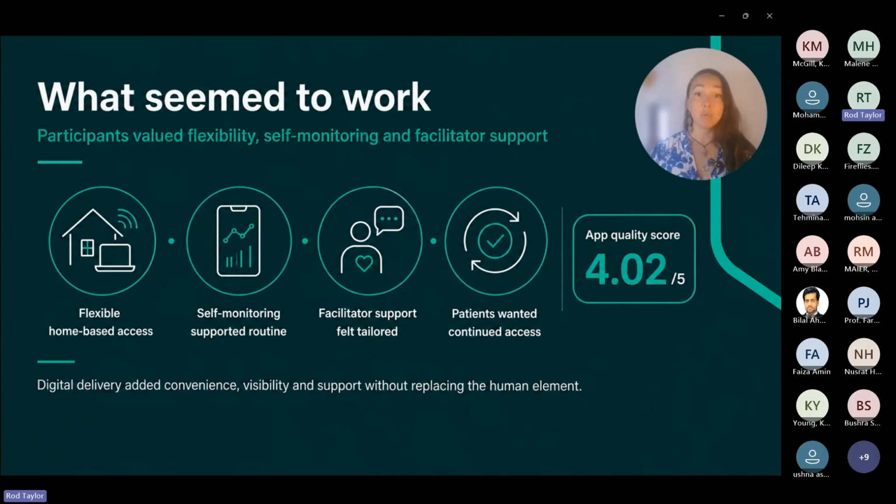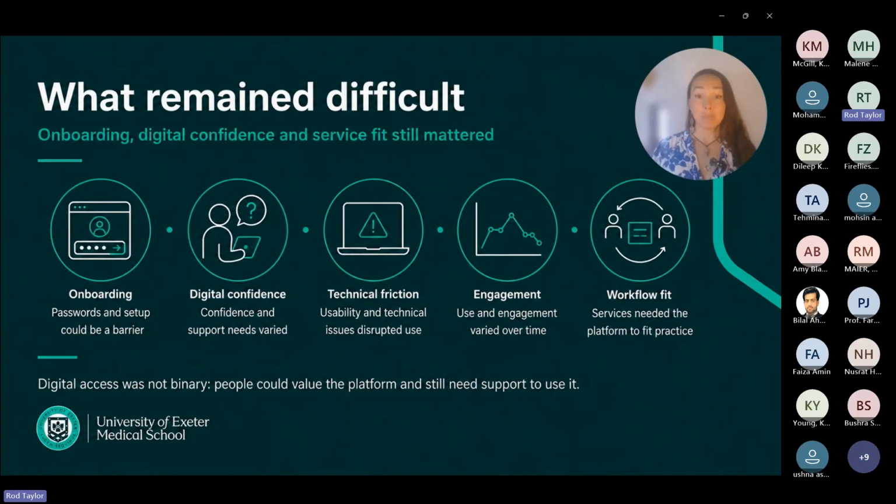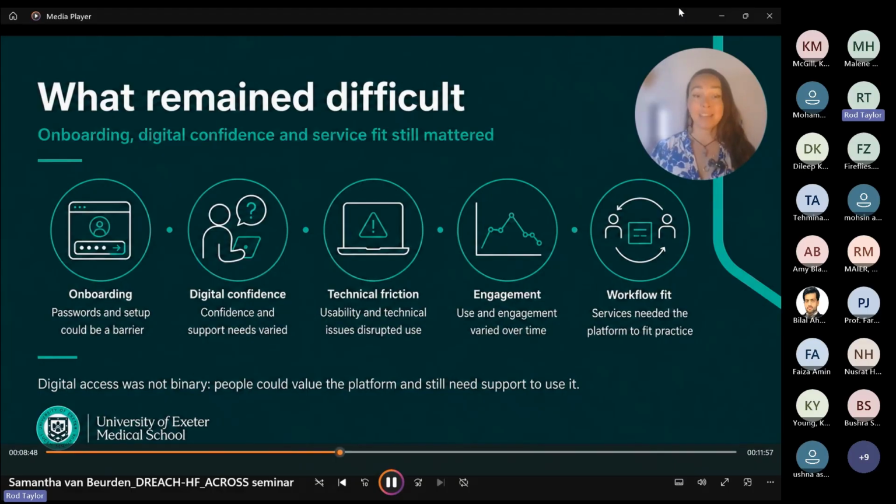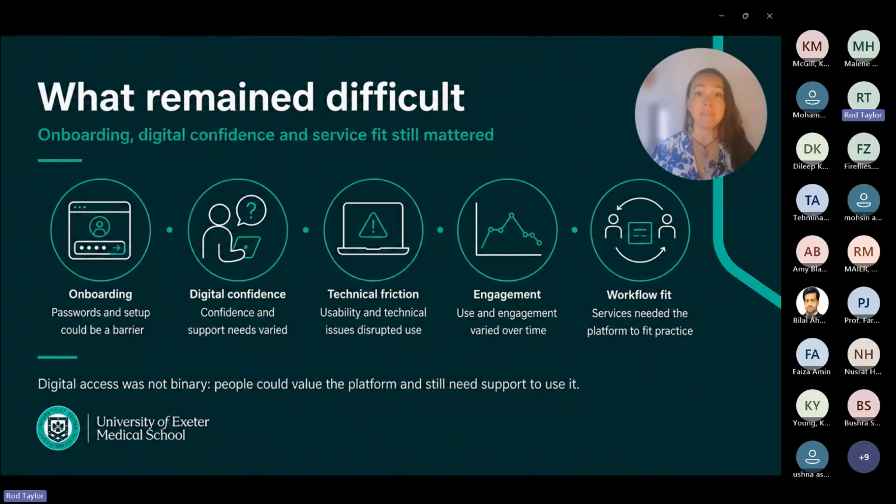At the same time, the work also highlights several challenges. The platform was acceptable and feasible, but it was not easy for everyone or simple for some services to deliver. Onboarding really mattered. By this, I mean the initial steps of getting set up, logging in, understanding where to go, and feeling confident enough to start using the platform. Passwords, setup, and initial navigation could become barriers. Digital confidence varied across our participants, even among people who owned and regularly used digital devices. There were also technical and usability issues, and engagement varied over time.